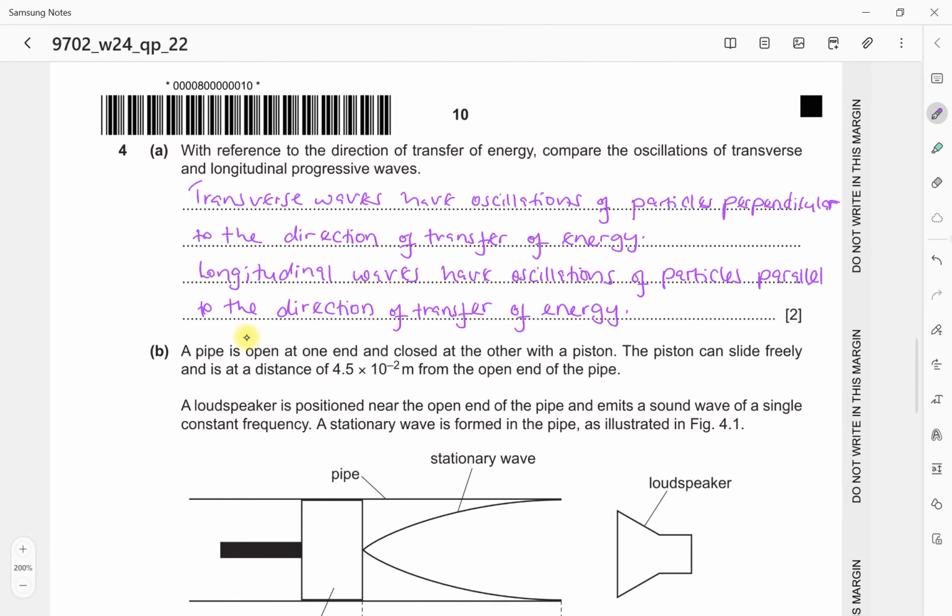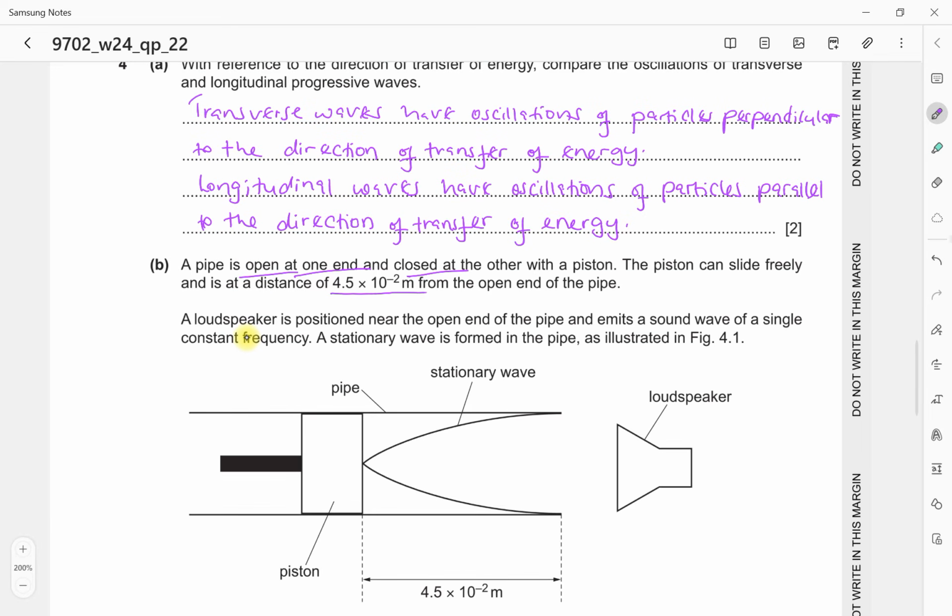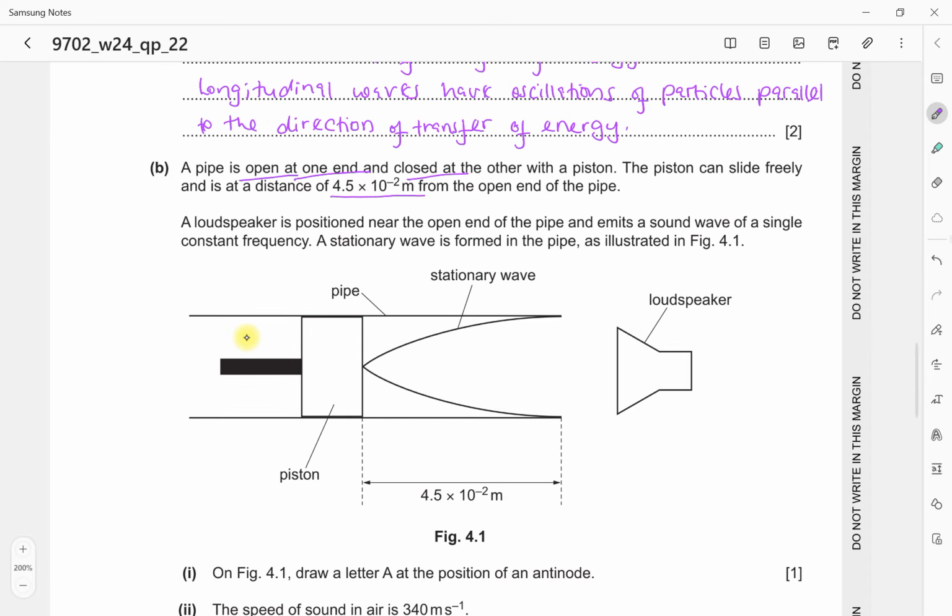Okay. Then a pipe is open at one end and closed at the other. So it is a closed pipe in a nutshell. The piston can slide freely and is at a distance of 4.5 times 10 to the power of minus 2 meters from the open end of the pipe. The loudspeaker is positioned near the open end of the pipe and emits a sound wave of a single constant frequency. A stationary wave is formed in the pipe as illustrated in the figure.